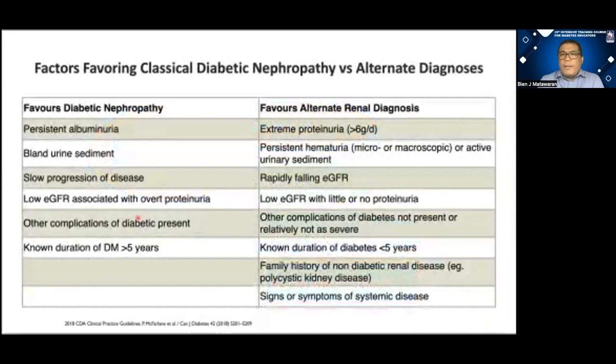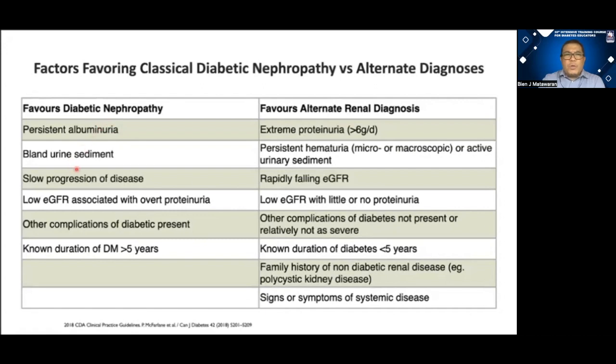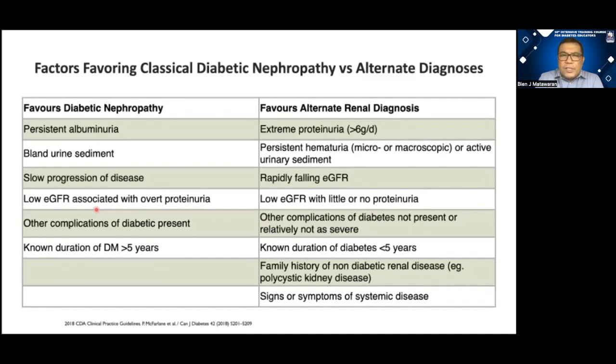And that is also very important because anytime your patient does not present with the classic diabetic nephropathy manifestation, and when we say classic, these are patients with persistent albuminuria, bland urine sediment, slow progression of disease, low EGFR associated with overt proteinuria, those with concomitant diabetes complications like retinopathy, and a duration of diabetes of more than 5 years, it means that the reason for the CKD is most likely diabetic nephropathy. However, you may think of an alternate diagnosis.